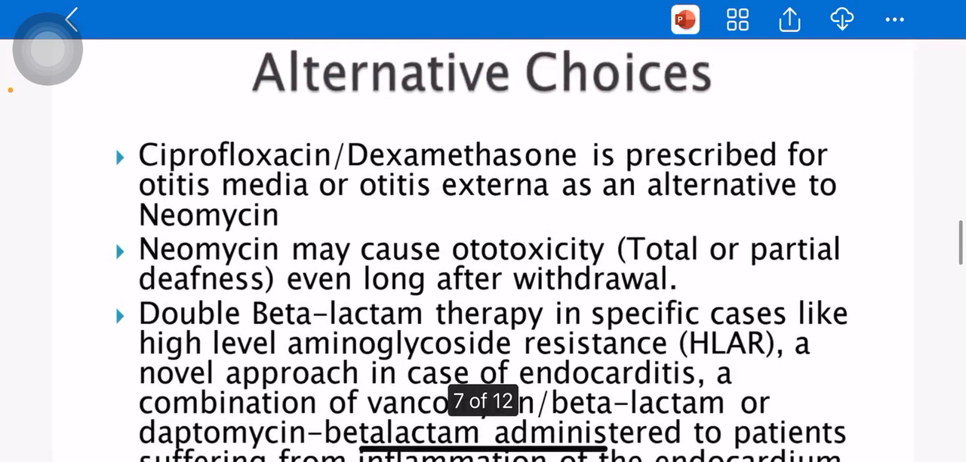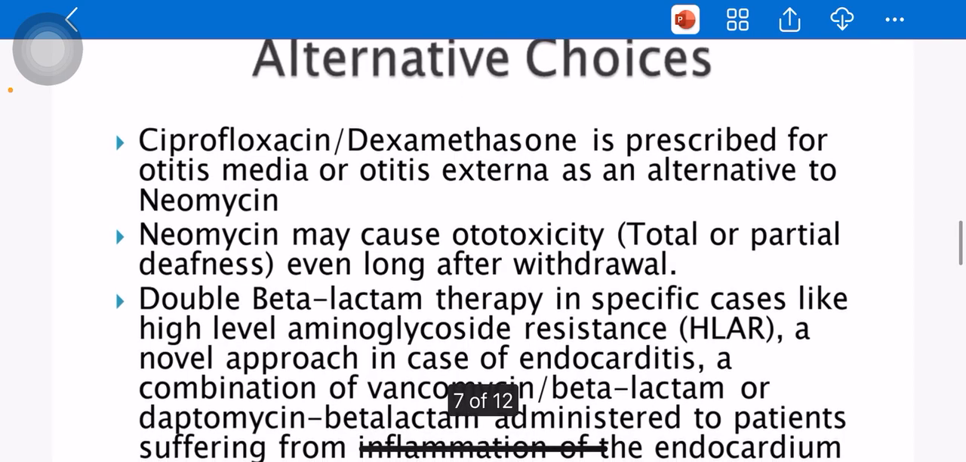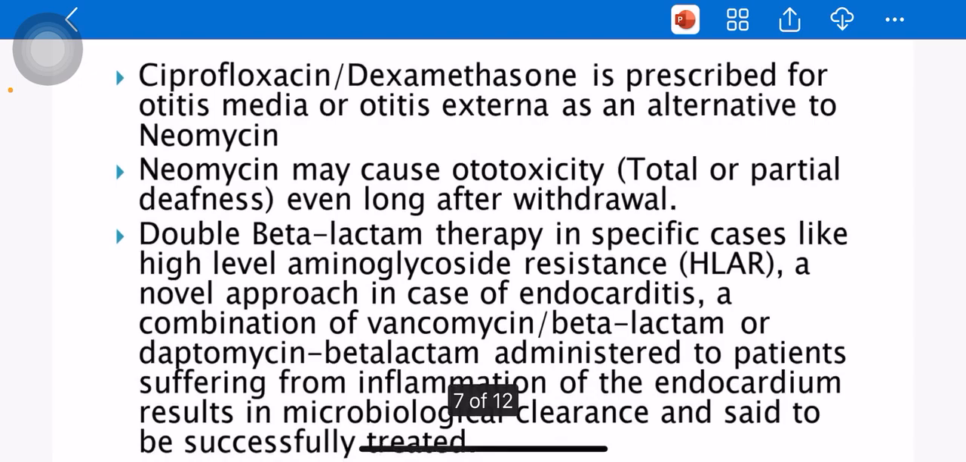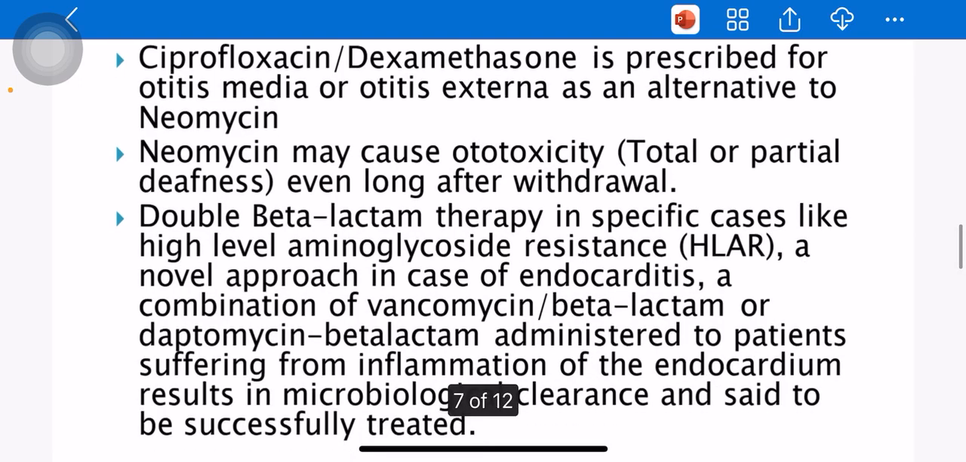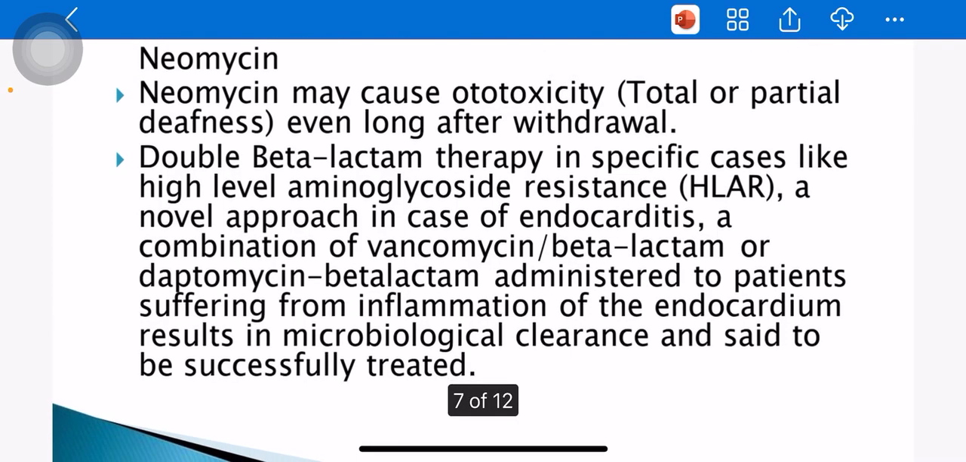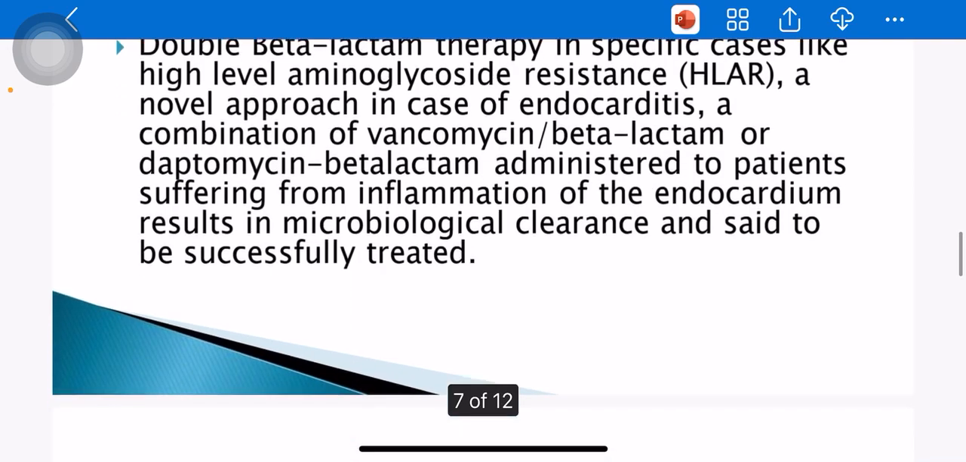Second alternative is the double beta lactam therapy. This double beta lactam therapy is used in specific cases like HLAR, which is high level aminoglycoside resistance. This is a novel approach in case of endocarditis, the inflammation of the endocardium, the lining of the heart. A combination of vancomycin and beta-lactam, or daptomycin and beta-lactam, administered to patients suffering from inflammation of the endocardium results in microbiological clearance and is said to be successfully treated.